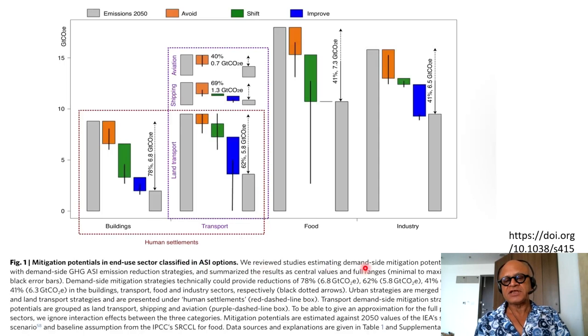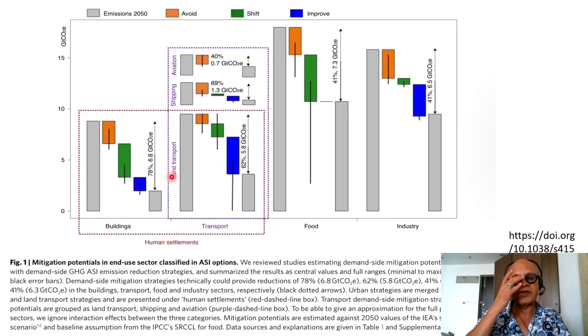So mitigation potentials in end-use sector classified in ASI options, Avoid, Shift and Improve options. They review a bunch of studies estimating demand-side mitigation potentials associated with the demand-side greenhouse gas ASI emissions reduction strategies, and summarized the results as central values and full ranges. Without going into the details, I will show a table which looks at specific aspects where these strategies in avoid, shift and improvement can be implemented in each sector.